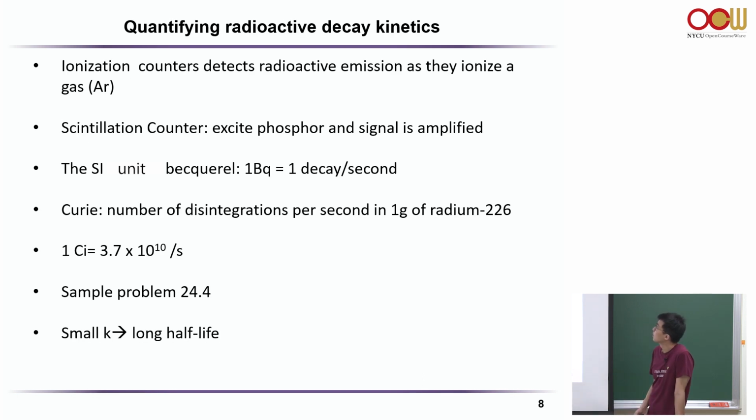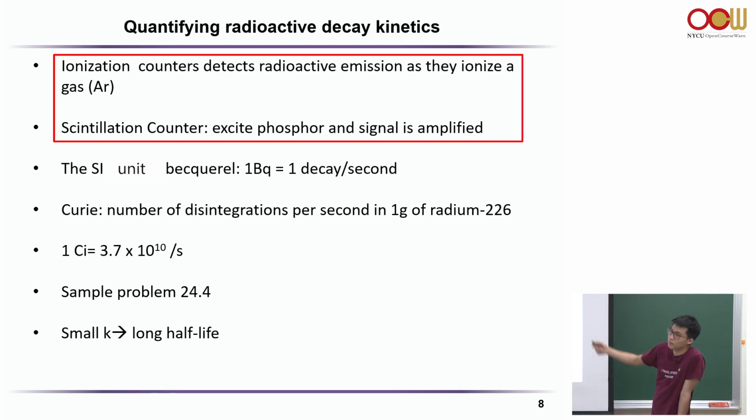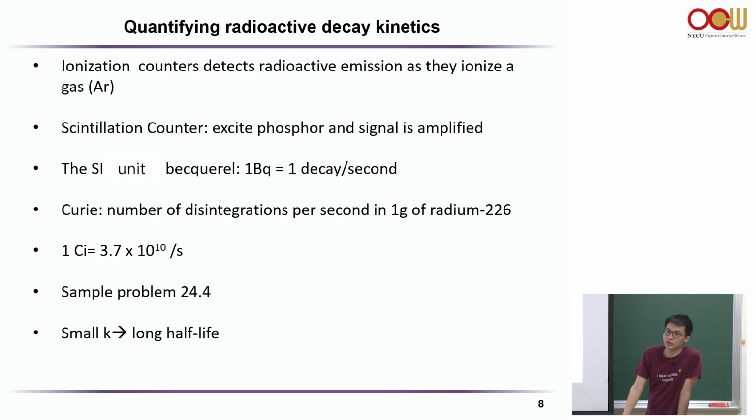Again, how can we apply kinetics? We always assume it's first order, and we can use the half-life calculation. There are two ways to monitor the radioactivity. It basically leverages that radiation can cause ionization, and with charge, we can amplify this signal with our electronic circuit.